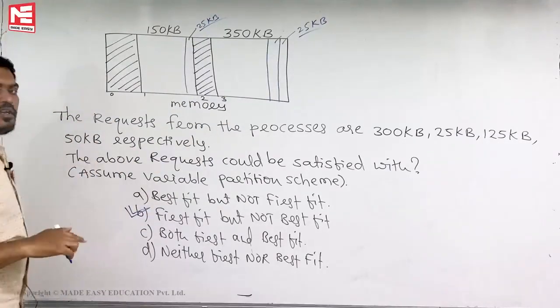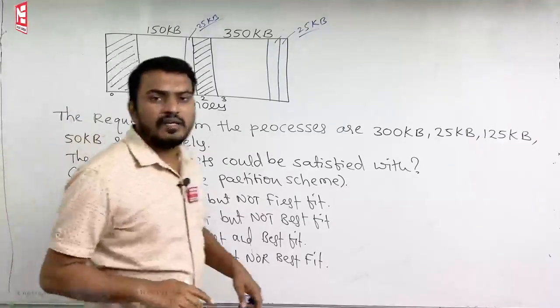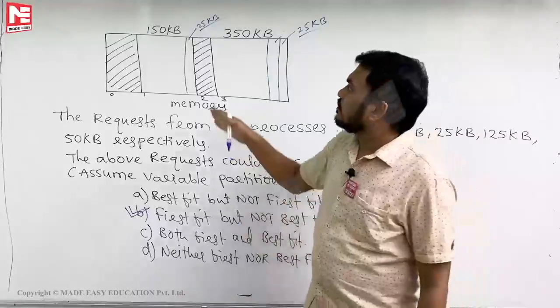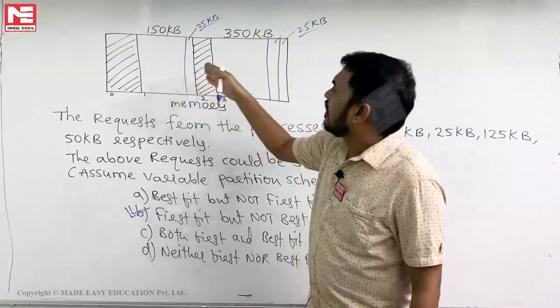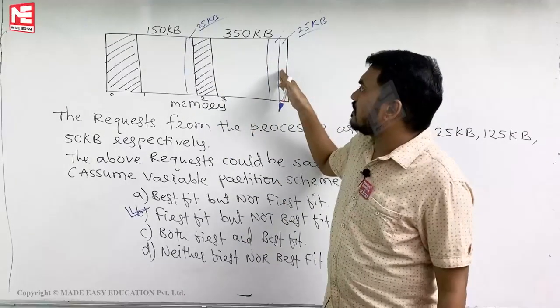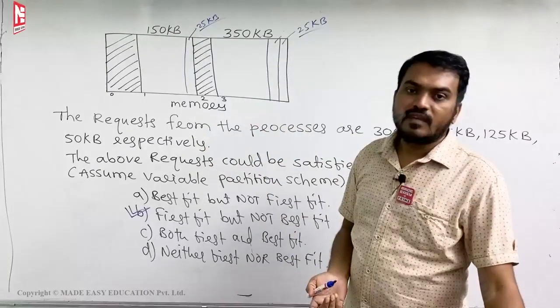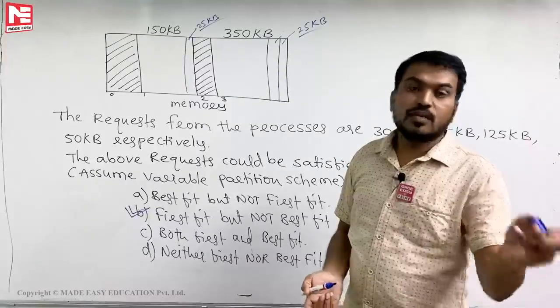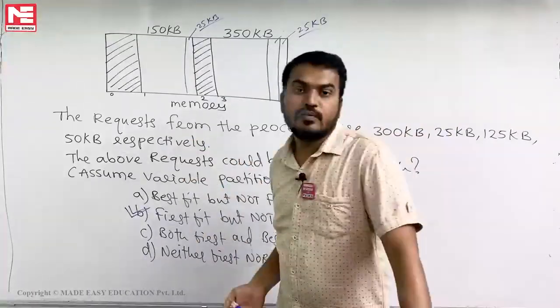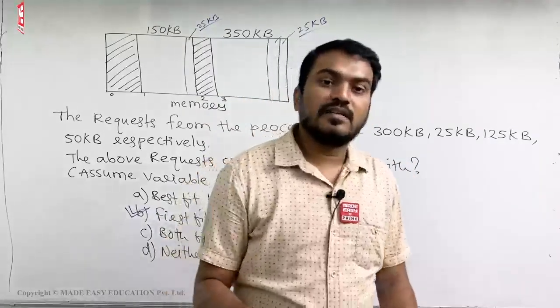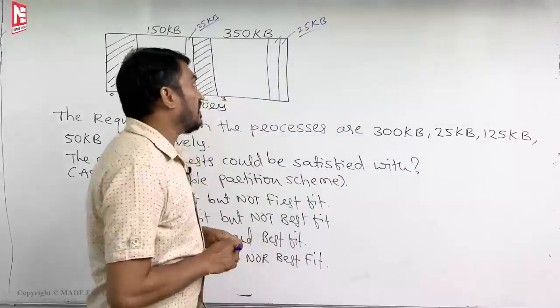And the last one is what? 50 KB. Now tell me, is it possible to accommodate 50 KB? Can we place 50 KB here? Not now. Why? Because 25 KB is free here and 25 KB is free here. Memory is not contiguous, so you cannot accommodate the 50 KB process. So is that clear for everyone? It is not possible with the best fit.